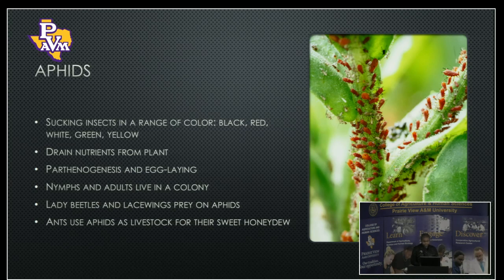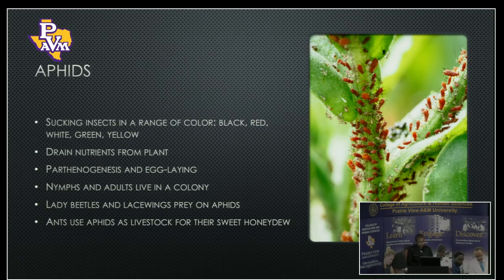Something interesting is that the reason they have such a high population on plants is due to parthenogenesis, which is where the females, instead of laying eggs, will have the eggs inside them, and the eggs will hatch inside them, and then they'll give like a live birth, but it's not real live birth. And they continue. It's like a factory. They just continue pumping out the nymphs, and the young and the adults will live together in a colony.